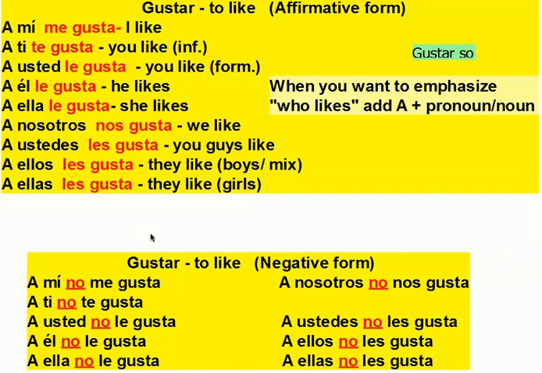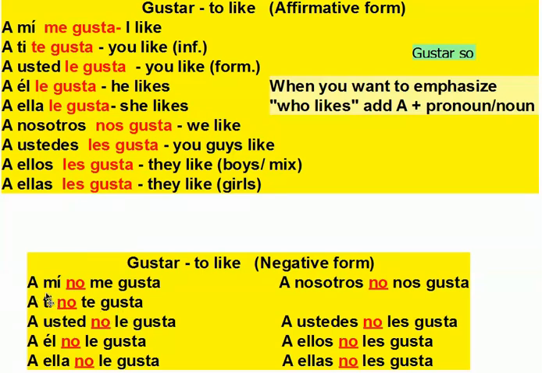Well, what about when you want to say I don't like, you don't like? Well, remember, in Spanish, all you have to do is place no before the verb. If you look back here to my first chart, you'll see that the part in red is the verb. These are the pronouns, and this part here is the verb. So if I need to put no before the verb, my no will go before me gusta, te gusta, le gusta, and so on.